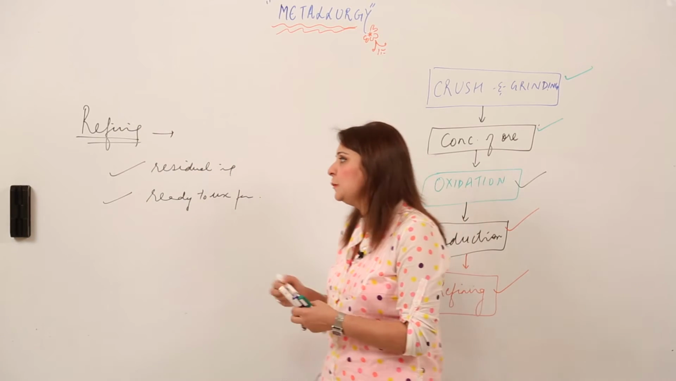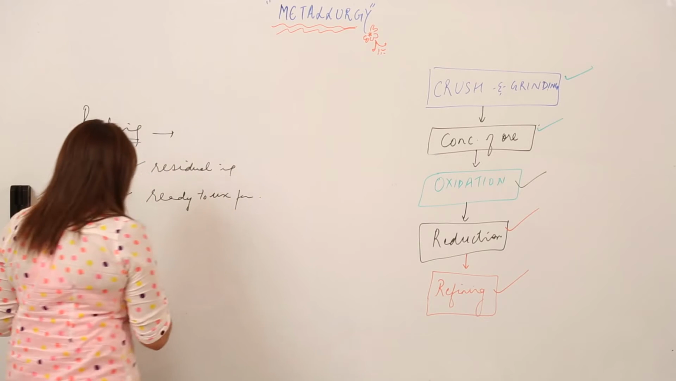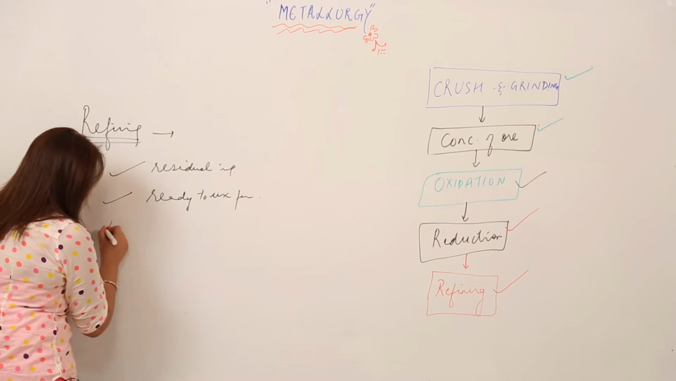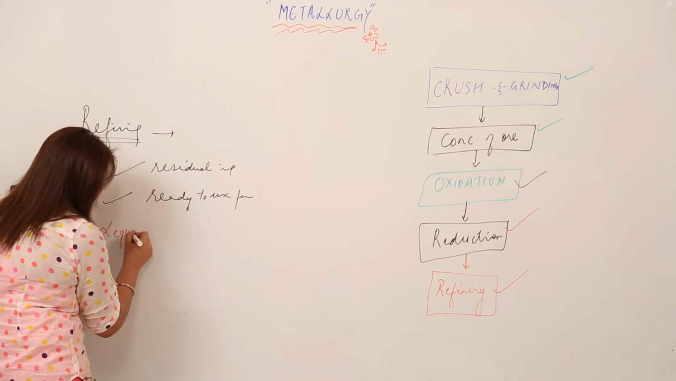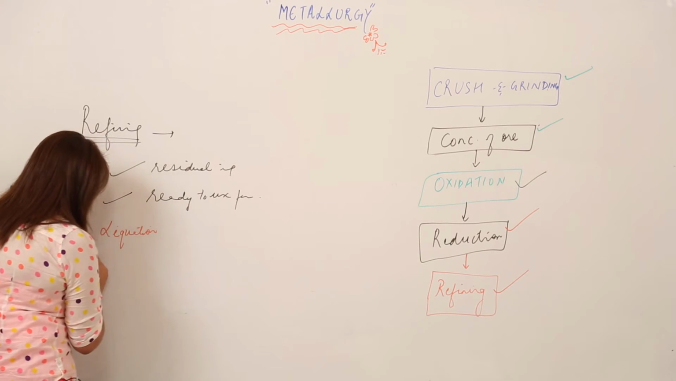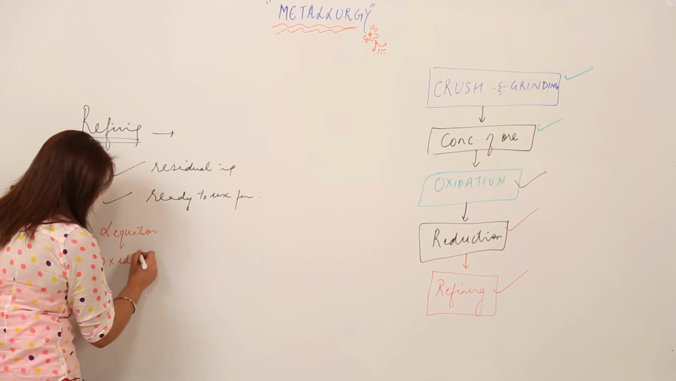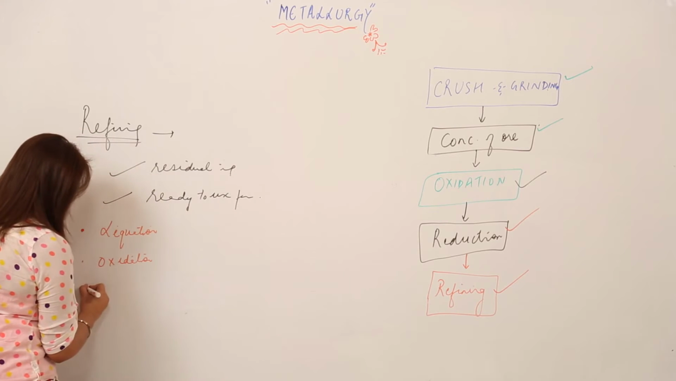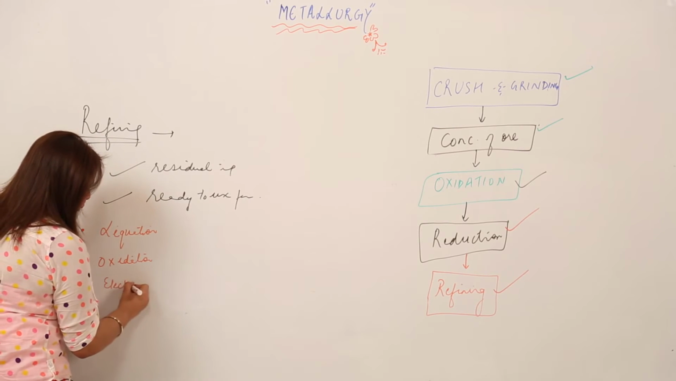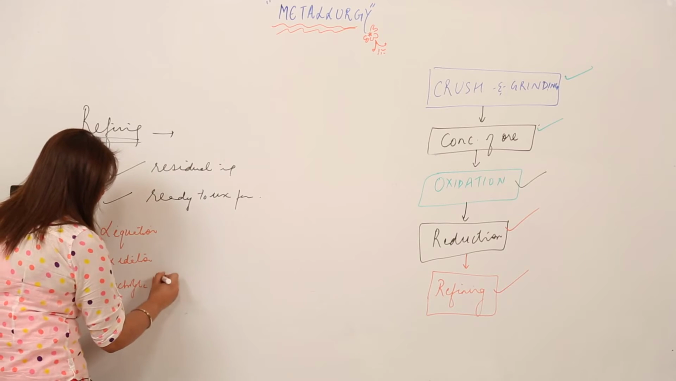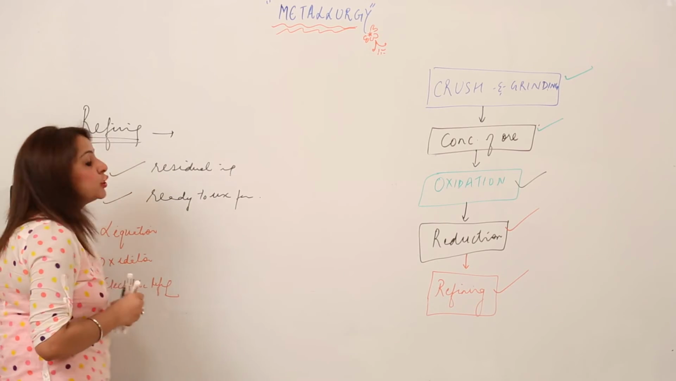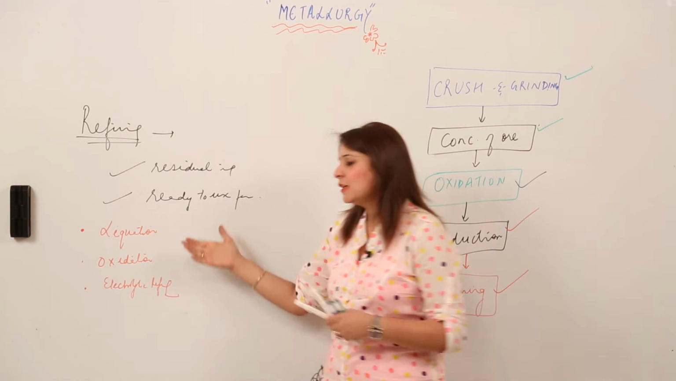So there are various methods which are employed for refining. One is the liquation method, another is the oxidation method, and the last is electrolytic refining. Right.